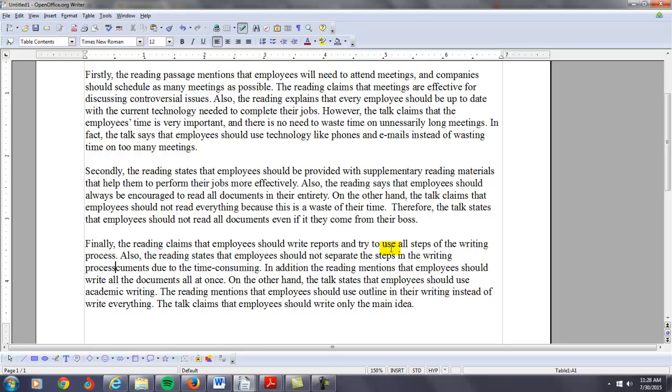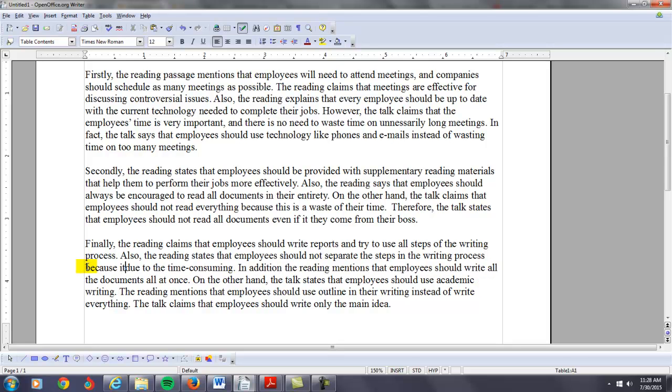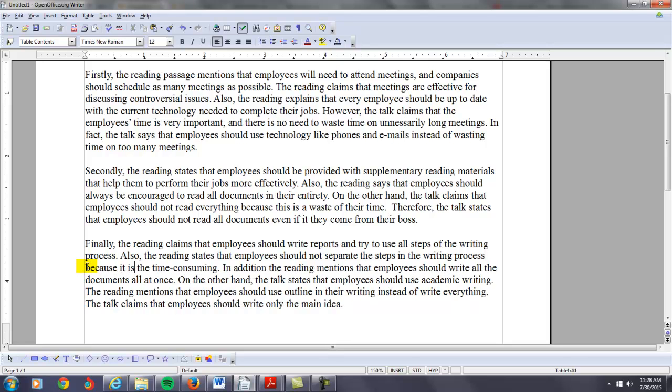So what you said is not entirely accurate. They're not saying to separate documents, but the reading is stating that employees should not separate the steps in the writing process due to that. I'm going to say "because it is," I would say, it's a better way to say that. Because it is time consuming.